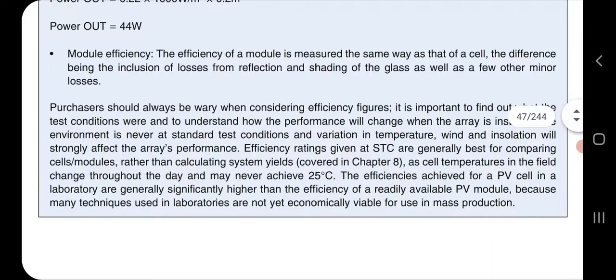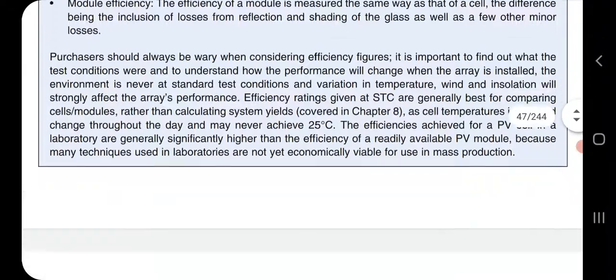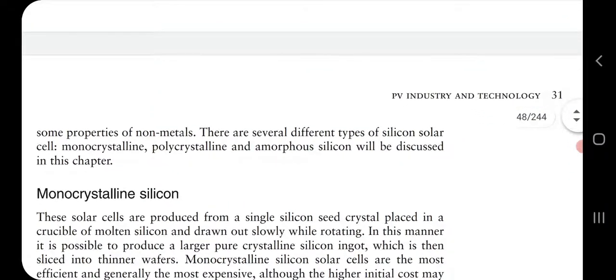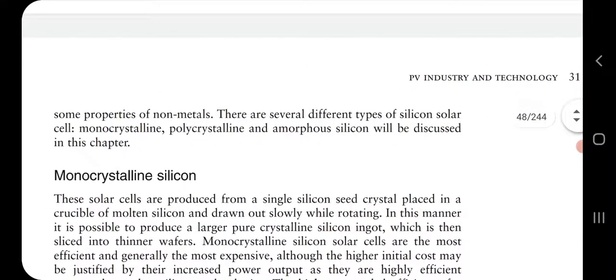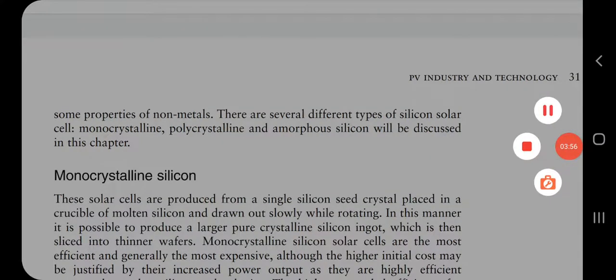Whenever there is a purchase of a solar PV array, the efficiency should be considered. The efficiency of the plate should be calculated, and a higher efficiency plate or module should be chosen. And there are several different types of silicon solar cell like monocrystalline, polycrystalline, and amorphous silicon. Now we will be discussing these.